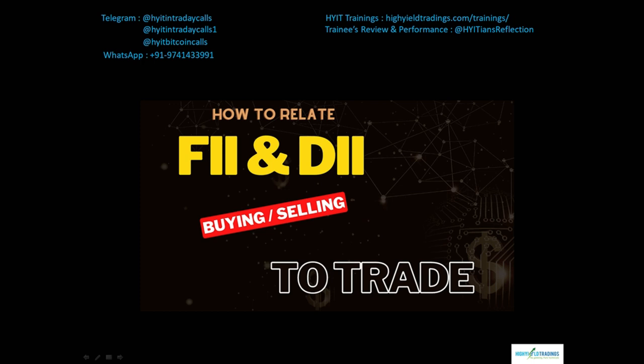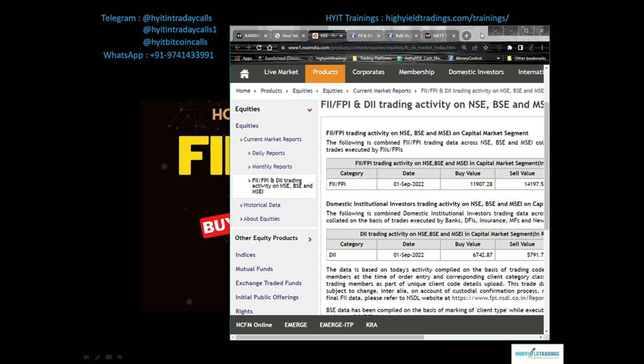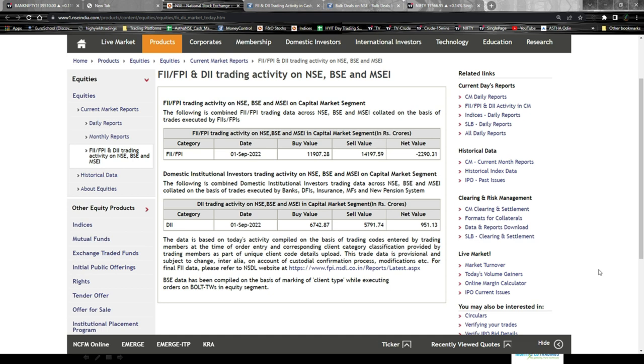So first things first, where to find the data. I have put the URL in the description section for both the NSE India website and the Money Control website, so you can go ahead and click on it. Once you land on the page, it looks like this. This is the NSE India website where we get the information about the FII and the DII buying and selling, as you can see here.